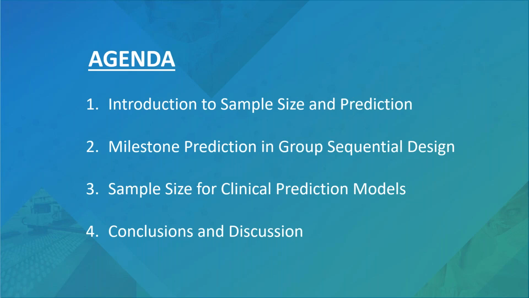So what are we covering today? Firstly, we'll just have a brief introduction to both sample size determination and prediction calculations, just to give a little bit of context, but not a huge focus today, and then focusing on the two case studies where the areas of sample size determination and prediction calculations interact quite strongly, namely the prediction of milestones, such as when our interim analysis is going to happen in group sequential design, and then sample size determination for clinical prediction models. And then there'll be a brief moment of conclusions and discussion at the end of the webinar, including some of the questions being answered if we have time.